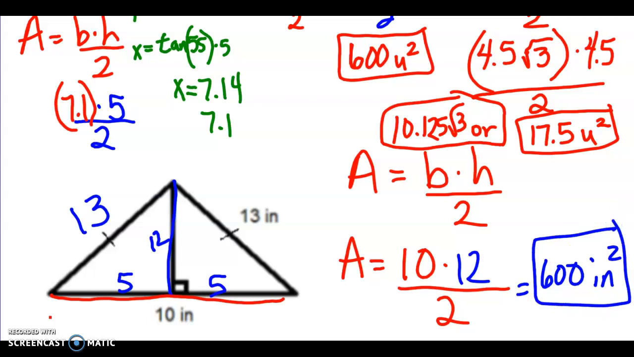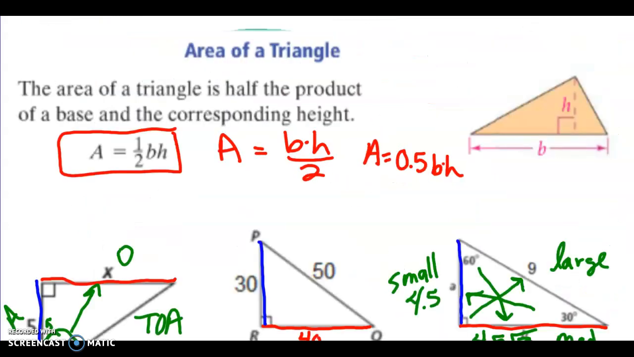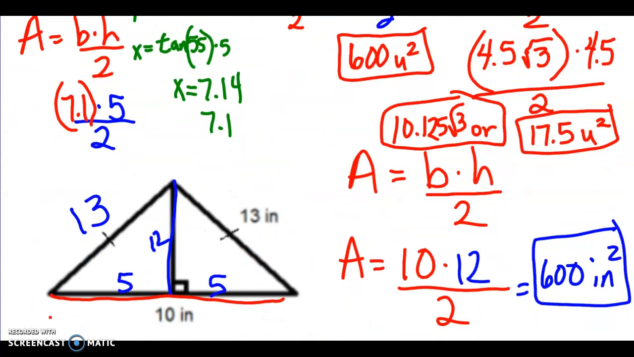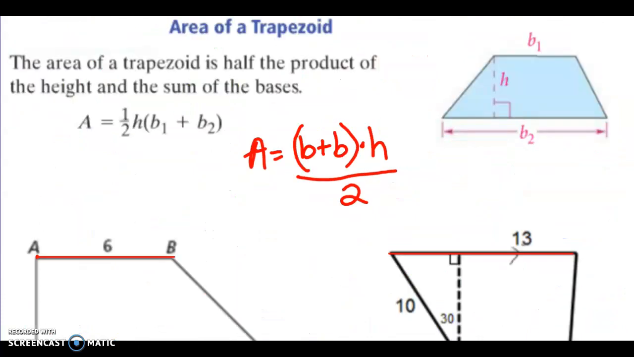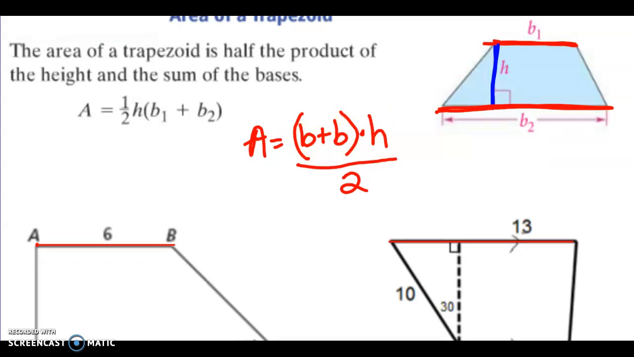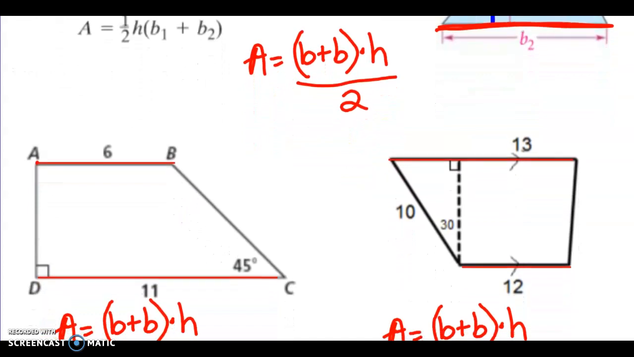Okay. All right, last ones, trapezoids. All right, so trapezoids, here's our formula for trapezoids. Our bases are going to be the parallel sides. So here's our base, and again, the height has to meet at a 90. Okay, this is how the book writes it. I prefer to write it with the bases first, and then the height second, and then divide by 2. So that's how I like to write it. They mean the same thing.